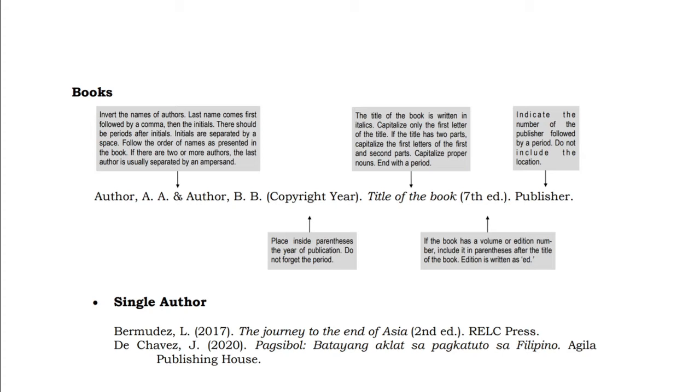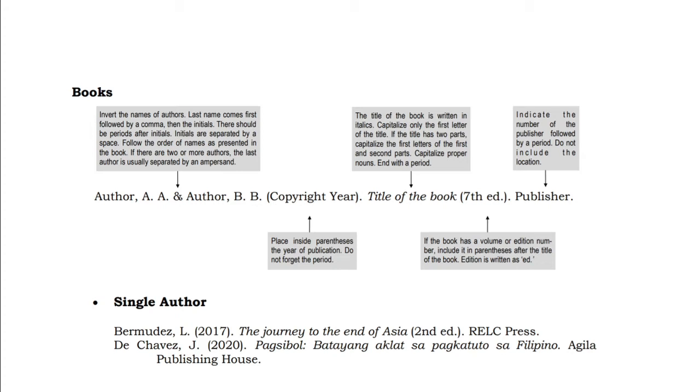For books, invert the names of authors. Last name comes first, followed by a comma, then the initials. There should be periods after initials. Initials are separated by a space. Follow the order of names as presented in the book. If there are 2 or more authors, the last author is usually separated by an ampersand.